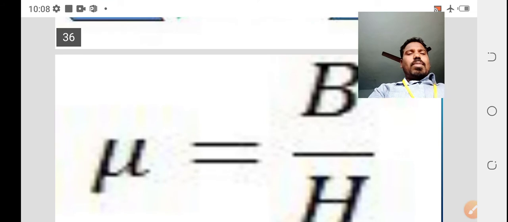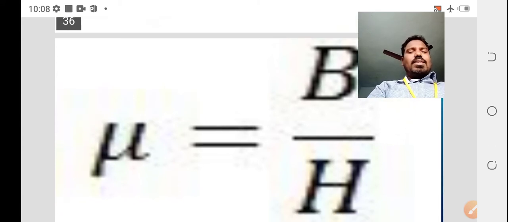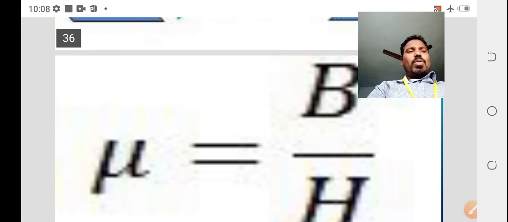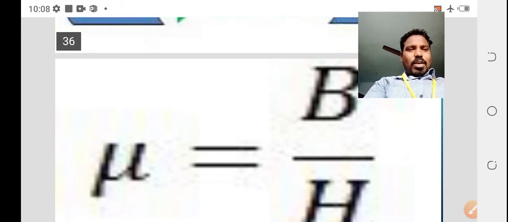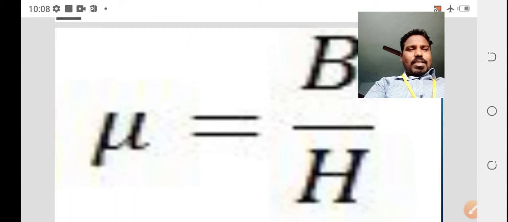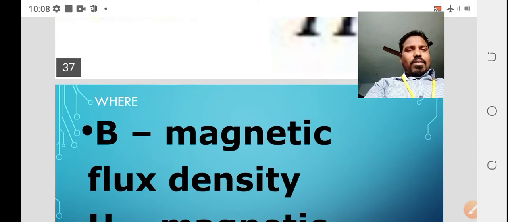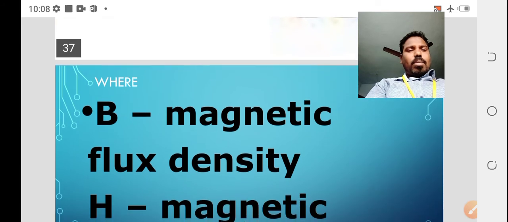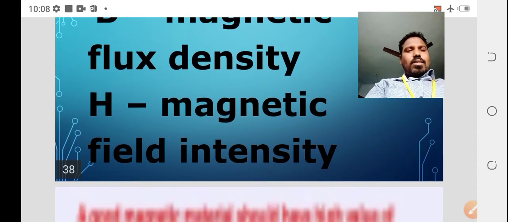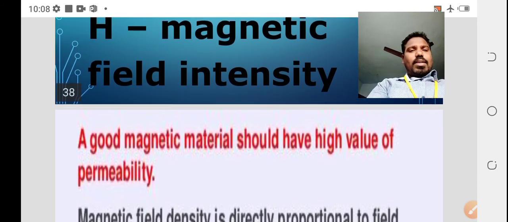The magnetic permeability is defined with a particular symbol, mu equal to B by H, where B is the magnetic field, mu is the permeability, and H is the intensity of magnetization. B is also defined as the magnetic flux density. H is the magnetic field intensity.